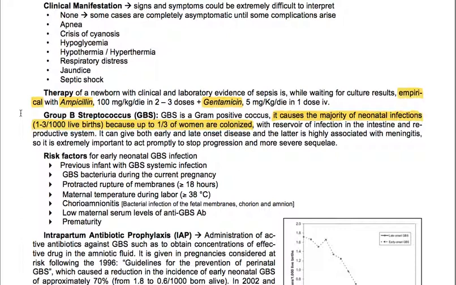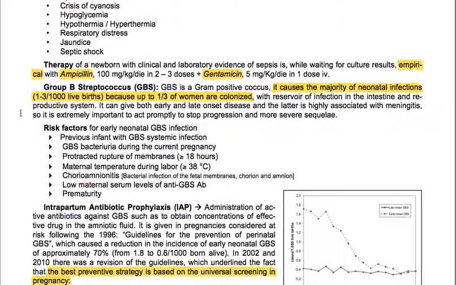Intrapartum antibiotic prophylaxis can lead to administration of active antibiotics against group B streptococcus, such as to obtain concentrations of effective drugs in amniotic fluid. It is given in pregnancies considered at risk following the 1996 guidelines for the prevention of perinatal group B streptococcus, which caused a reduction in the incidence of early neonatal group B streptococcus of approximately 70%.